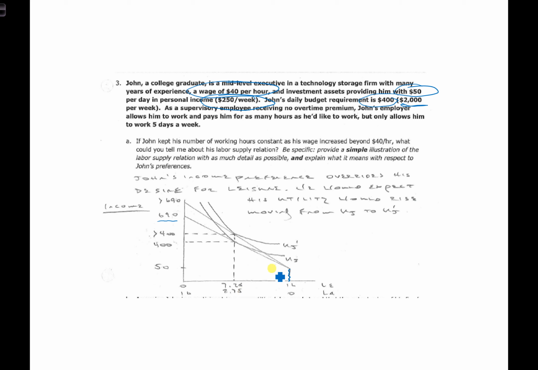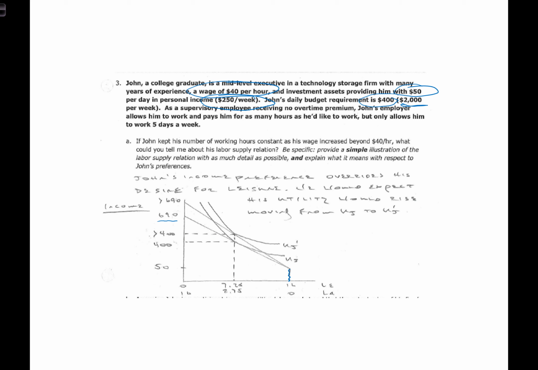But if we see an increase in his wage, which simply is going to increase the slope of his budget curve and is going to then cause it to transect the y-axis at something greater than 690, we don't know exactly what it is because we don't know exactly what the wage is. We just said it's greater than $40 an hour. If he's going to work the same number of hours, then he's going to end up with more than $400 because he's chosen to work the same number of hours.